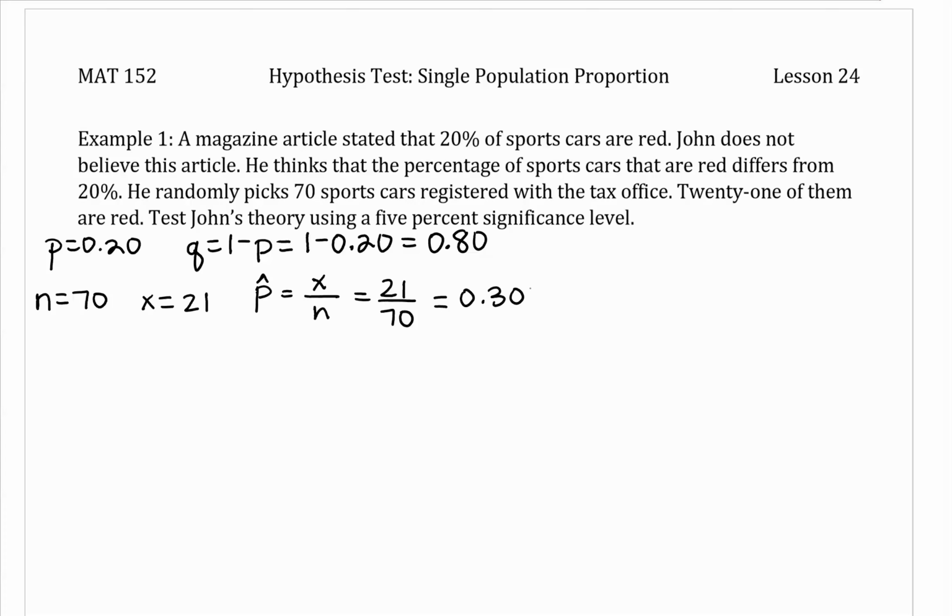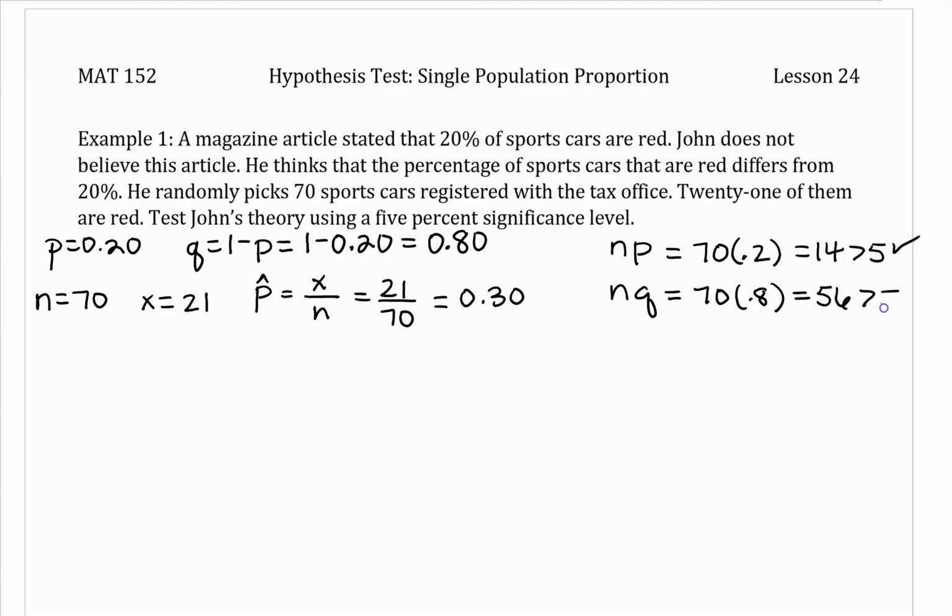We need to check two things, that N times P is greater than or equal to 5, and that N times Q is also greater than or equal to 5. N times P is 70 times 0.2, which is equal to 14. That's larger than 5, and so that's good. N times Q is 70 times 0.8, which is equal to 56, which is also larger than 5, and so that is good. You have to check those two inequalities are valid before we can proceed with a single population proportion test. So now we are ready to begin step 1.